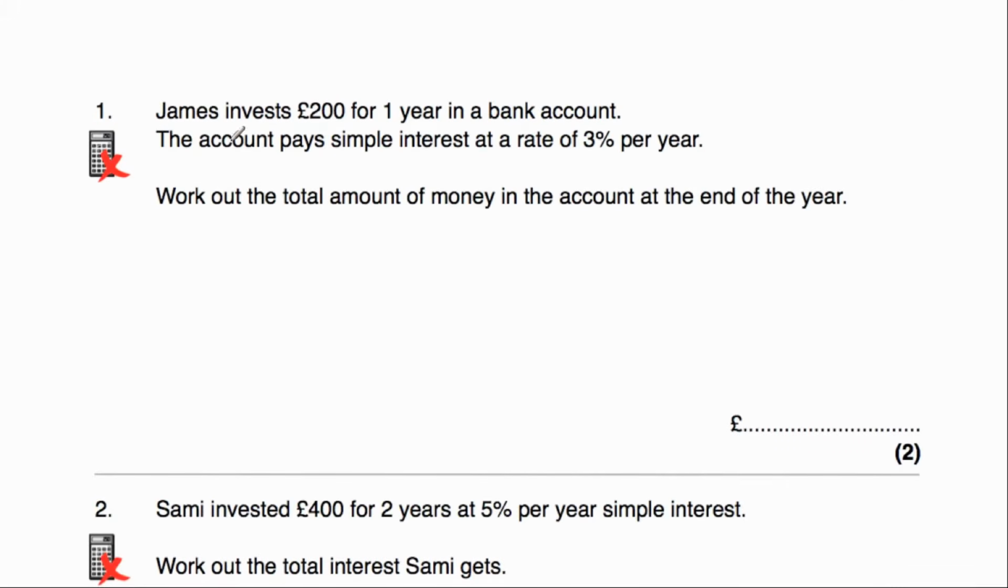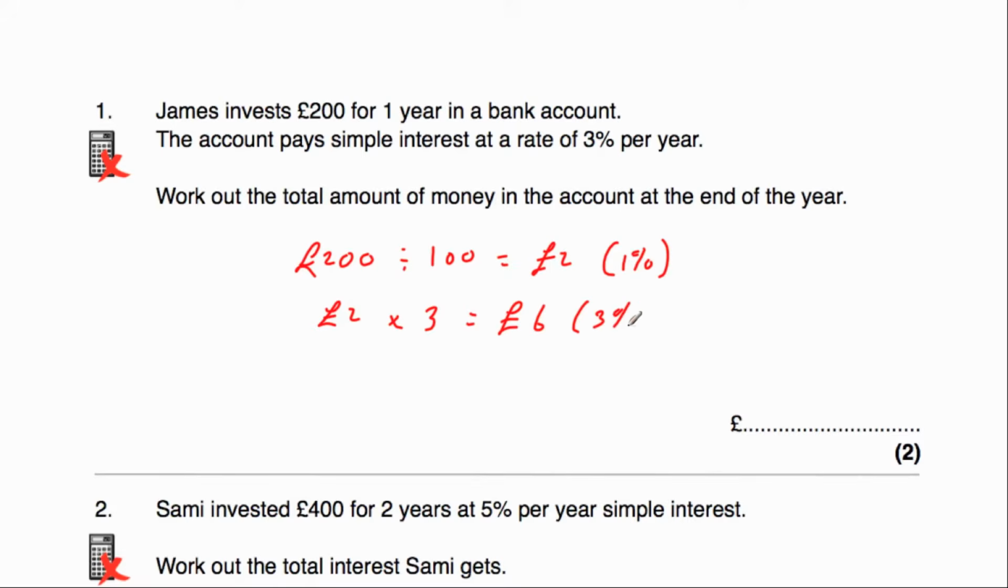So question 1. James invests £200 for 1 year in a bank account. The account pays simple interest at a rate of 3% per year. Work out the amount of money in the account at the end of the year. James is receiving 3% interest a year. So let's take his £200 and divide it by 100, and that will tell us 1%. 200 divided by 100 is equal to £2, and that's 1%. Now we're trying to find 3%, so we multiply £2 by 3, and that is equal to £6, which is our 3% interest that he receives.